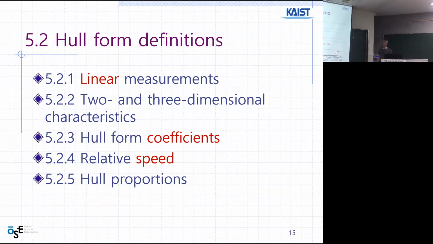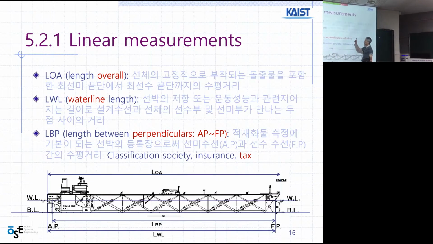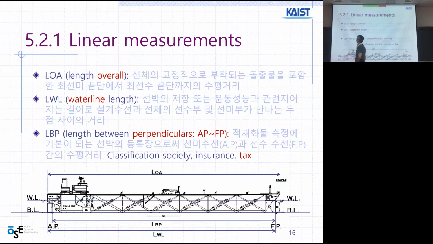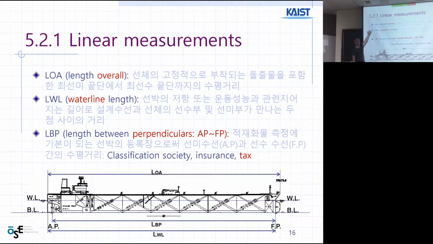Ooh, there's a Korean character, but I just want to show that there is not one single length. There are three different length measures, important for it. You need to memorize this. Length overall is altogether the maximum, tip to tip, right? Tip to tip, LOA.